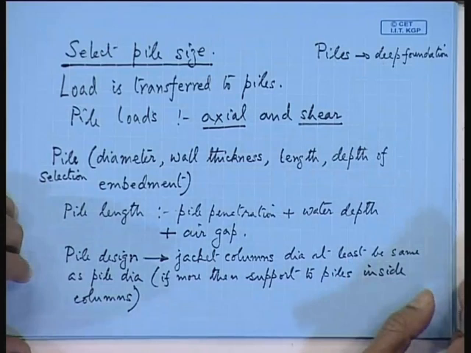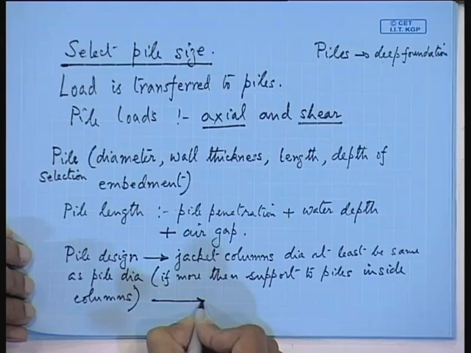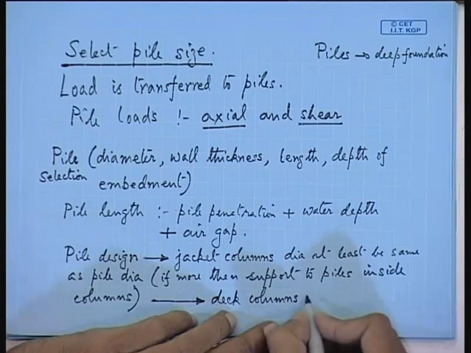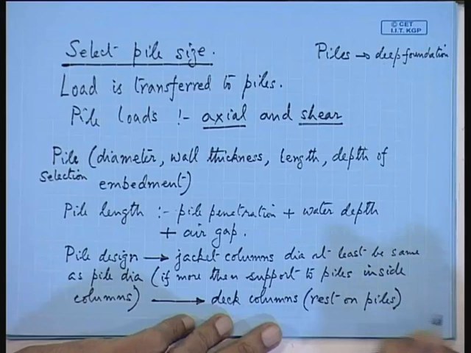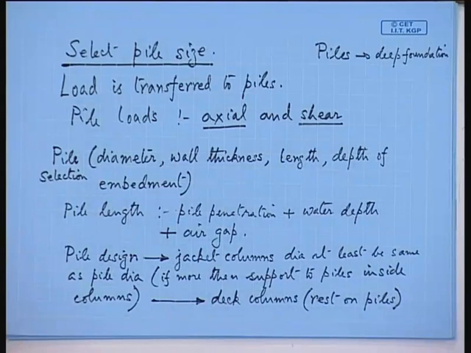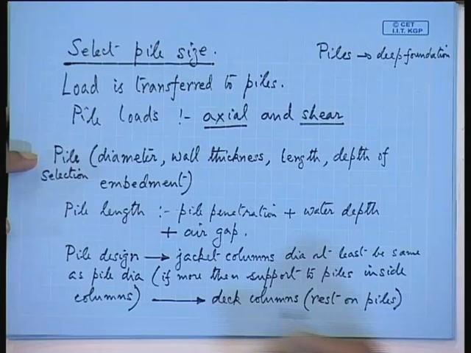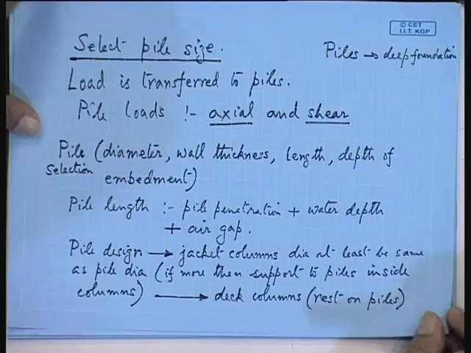Now after this pile design, you come to deck column design. Deck columns normally rest on piles. Remember, these piles are not concrete piles, they are all steel piles, and the tip of the pile can be as thick as 50 millimeter, that is 5 centimeter thick, that is called the pile tip. Piles have to be driven into the soil by pile hammers. These deck columns are going to rest on your piles, so the pile has to be sufficiently strong to take care of the deck load which is coming on the piles. So this is one aspect which will come.